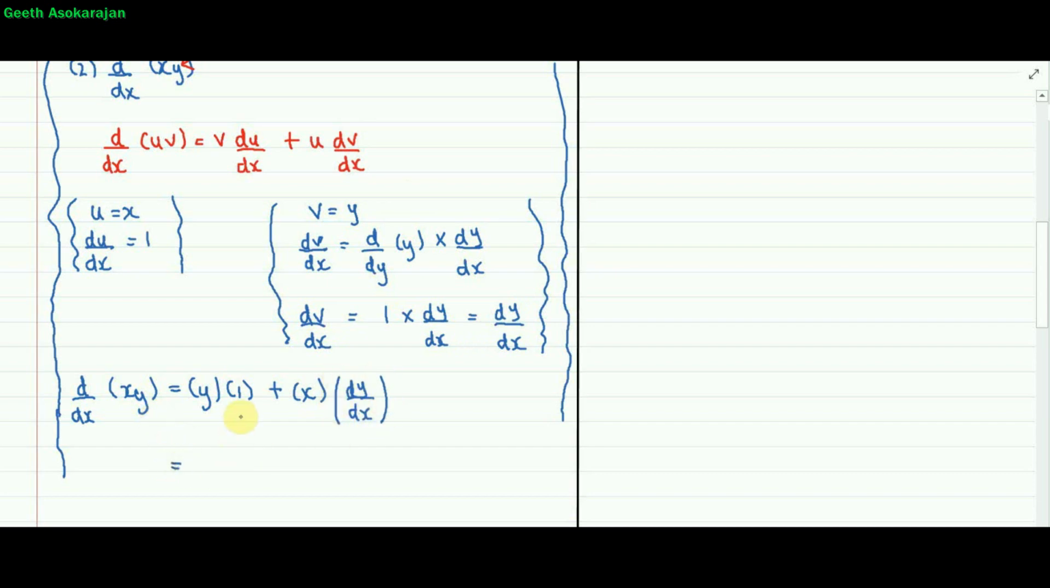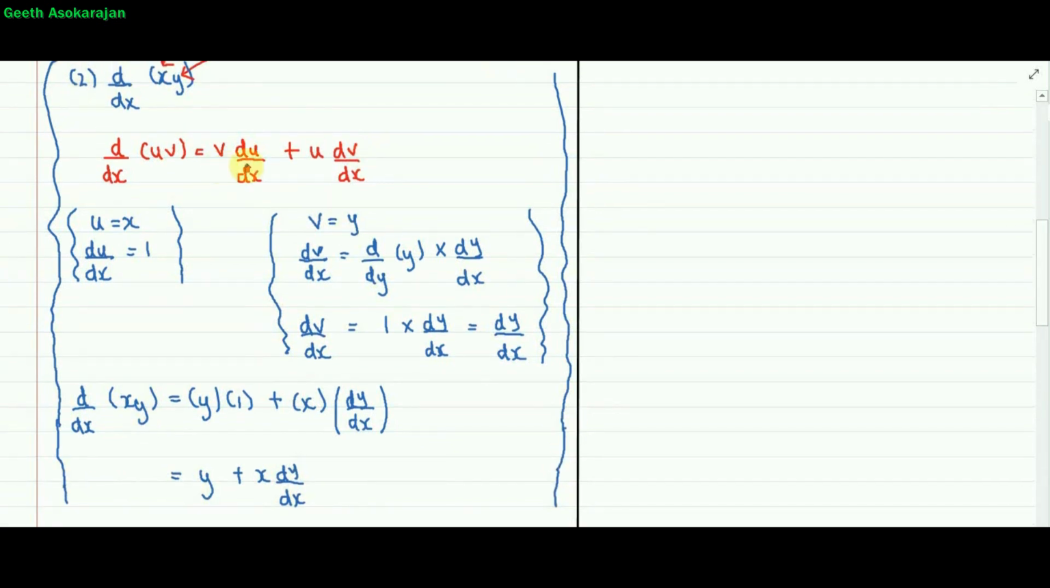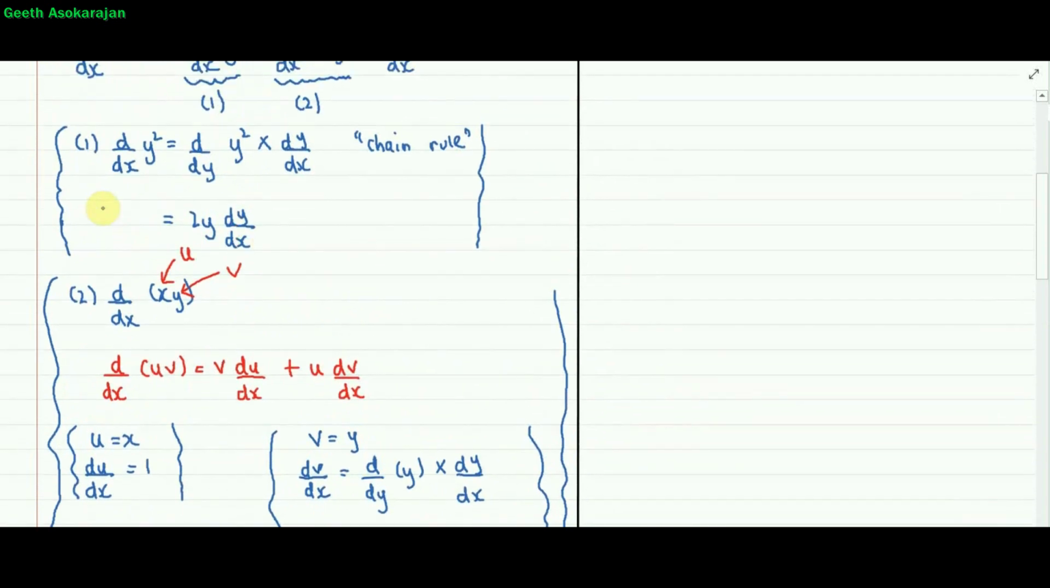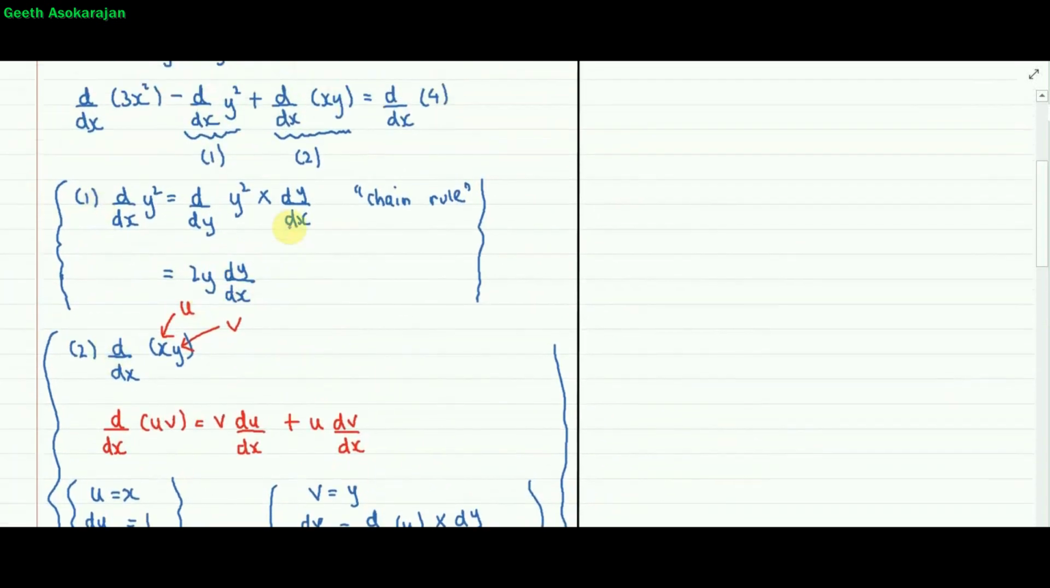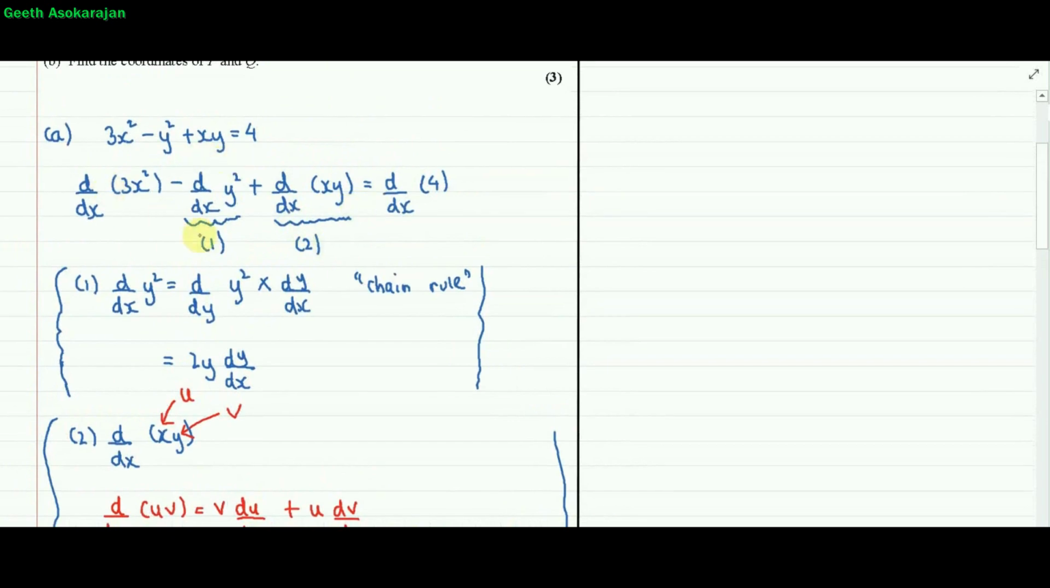So if I continue below, if I get rid of the brackets, y times 1 is y, x times dy over dx is x dy over dx. So this should be the solution to number 2. So we have the solutions to 1 as well as 2. So let's incorporate these into the main step here. So d by dx of 3x squared, that is 6x when differentiated.